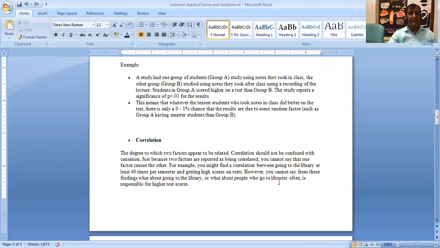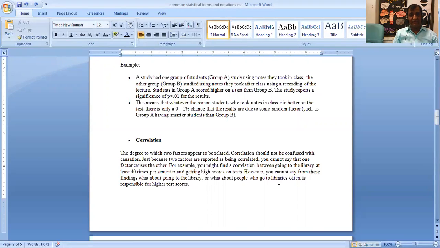Correlation is the degree to which two factors appear to be related. That is the relation between two variables, the dependent variable and the independent variable. Correlation should not be confused with causation. Just because two factors are reported as being correlated, you can't say that one factor causes the other.